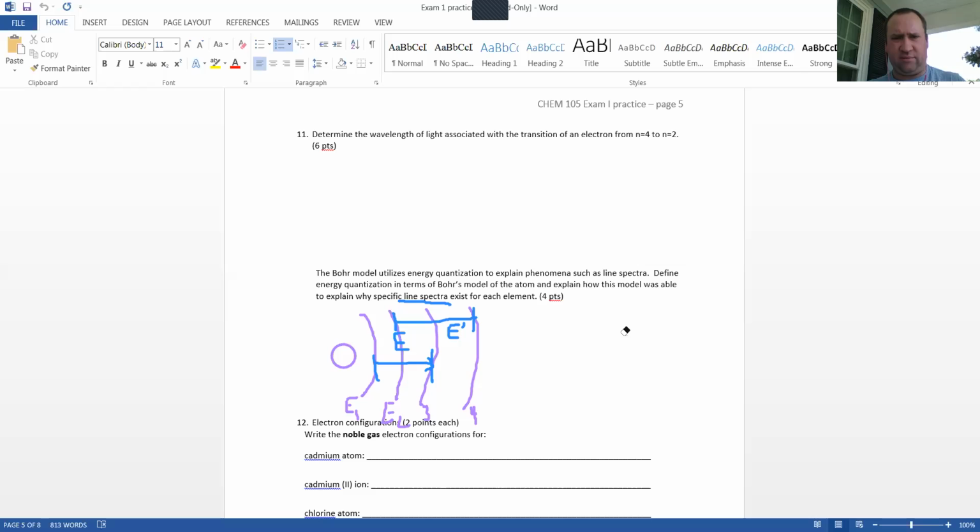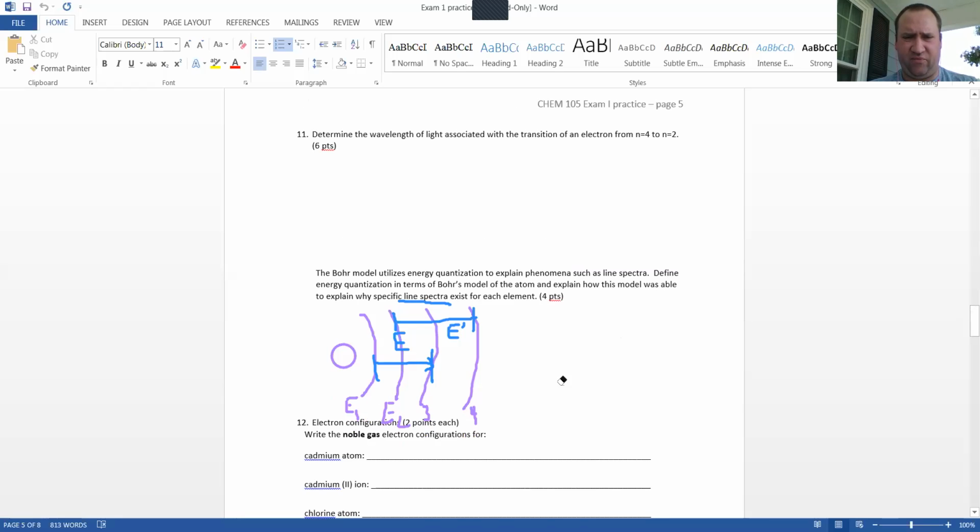Okay, so define energy quantization in terms of Bohr's model of the atom, and explain how this model was able to explain why a specific line spectrum exists for each element. Define energy quantization. So tell what energy quantization is, then explain how the Bohr model used quantization to explain the phenomenon of line spectrum. Okay. I got that down.